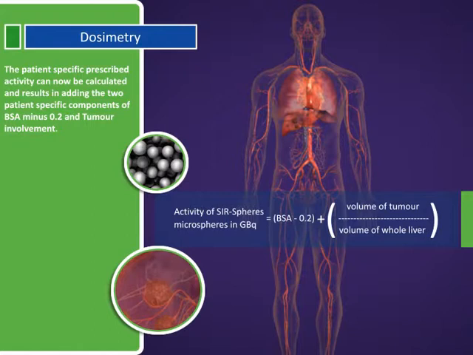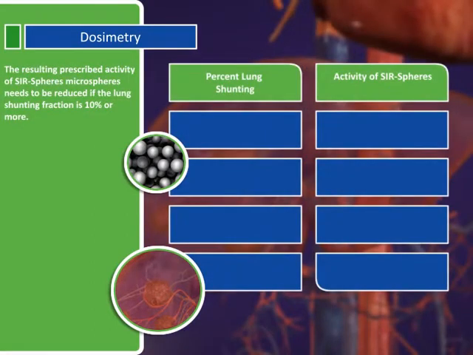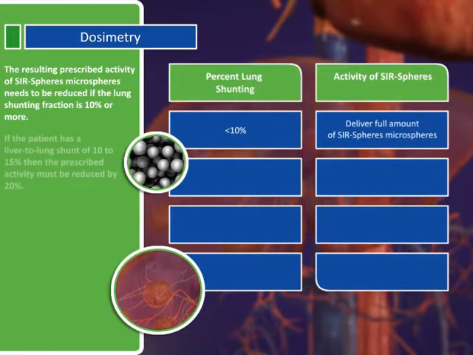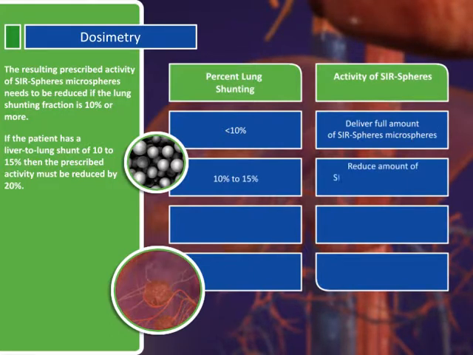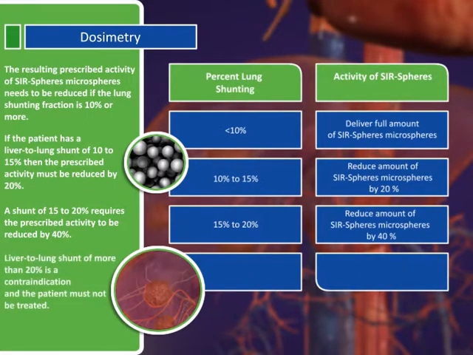and tumor involvement. The resulting prescribed activity of Sirtex microspheres needs to be reduced if the lung shunting fraction is 10% or more. If the patient has a liver-to-lung shunt of 10 to 15%, then the prescribed activity must be reduced by 20%. A shunt of 15 to 20% requires the prescribed activity to be reduced by 40%. Liver-to-lung shunt of more than 20% is a contraindication, and the patient must not be treated.